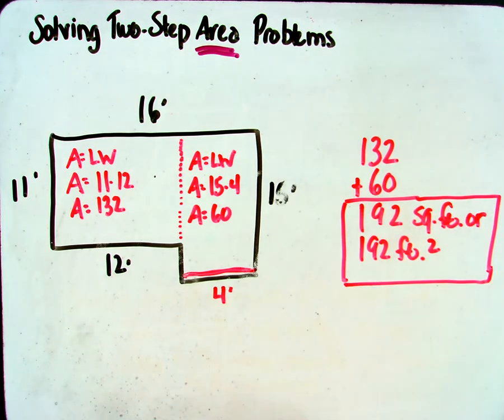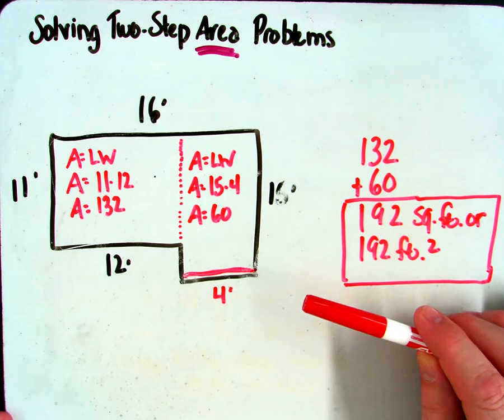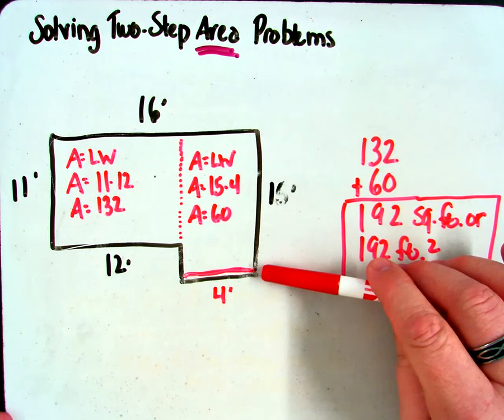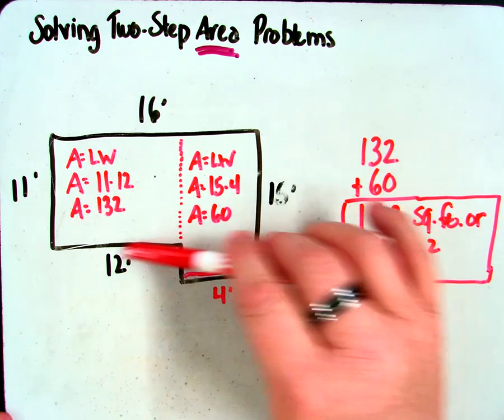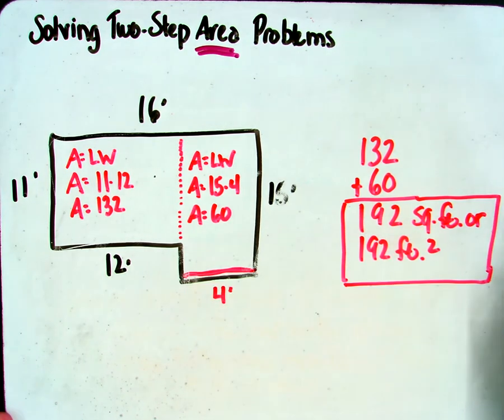Right, now if we were going to compute perimeter, that's something entirely different. The perimeter is a measurement of the outside of the figure. So if we were adding up perimeter, we would say 16 plus 15 plus 4 plus 12 plus 11 plus 4 as well. Okay? Perimeter is the measurement on the outside of a geometric figure. Area is a measurement of the inside of a geometric figure.